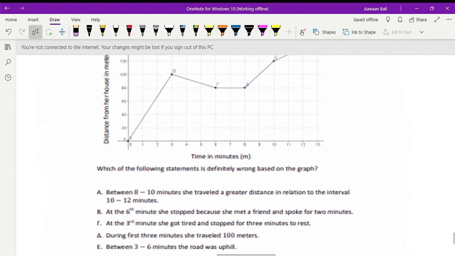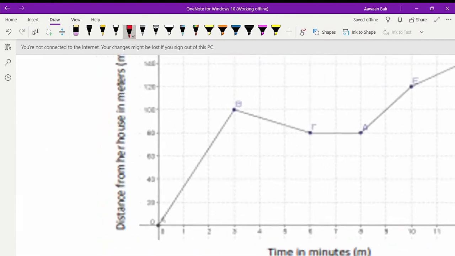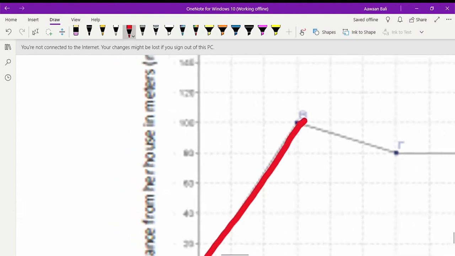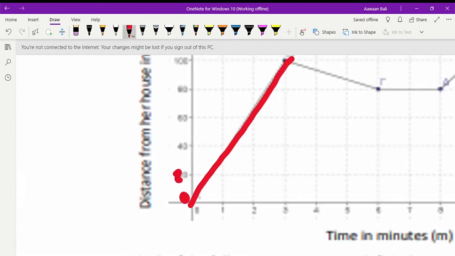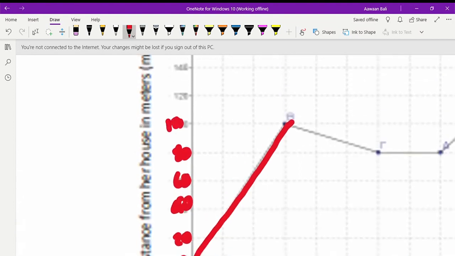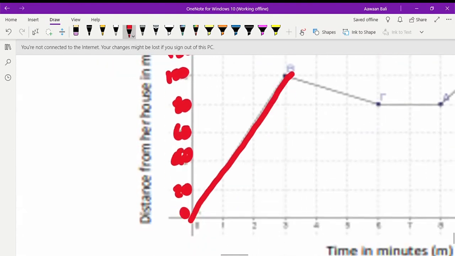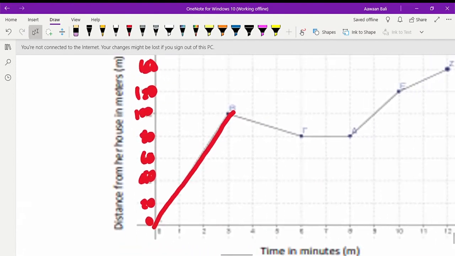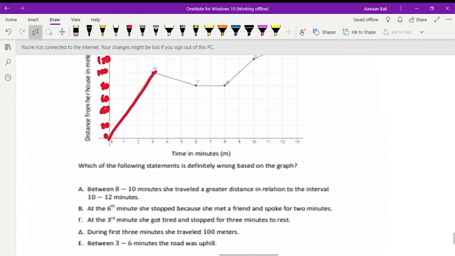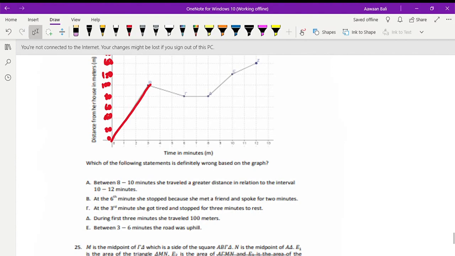Now Delta, during the first 3 minutes, she traveled 100 meters. So the first 3 minutes was quick. And now when you look here, it starts from 20. If you don't exactly see it, 0, 20, 40, 60, 80, and that's 100, 120, 140, 160. And 100 and the 3 point, the Vita point, they match up exactly, which means Delta's correct.